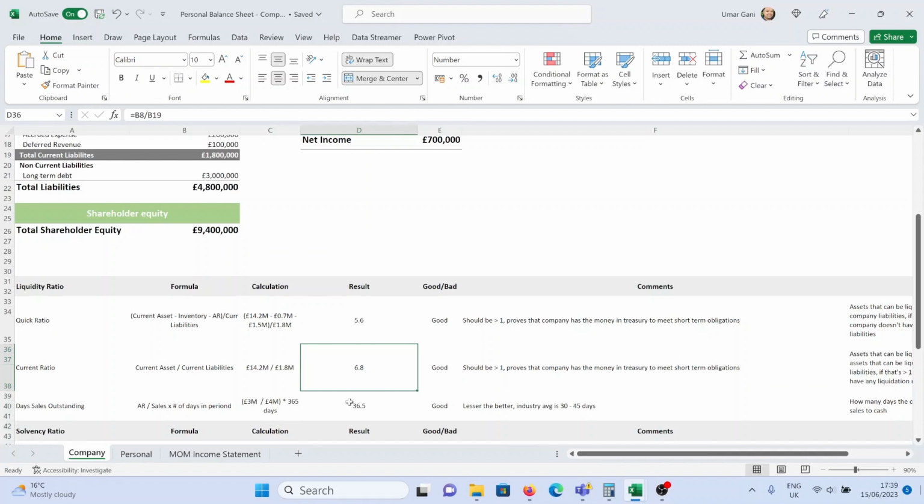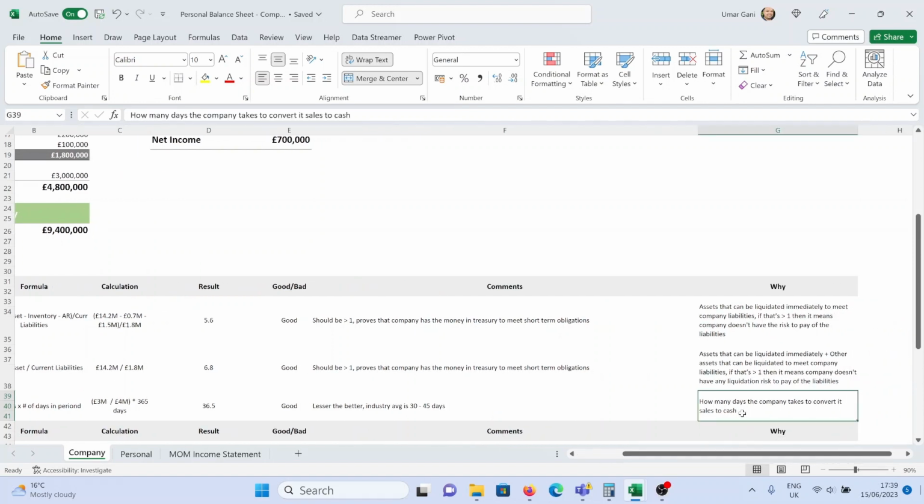And the next one is day sales outstanding. It is basically how many days the company takes to collect the outstanding cash that has to come in to the company. So just to be clear, how many days the company takes to convert its sales to cash. It's the same definition I said.